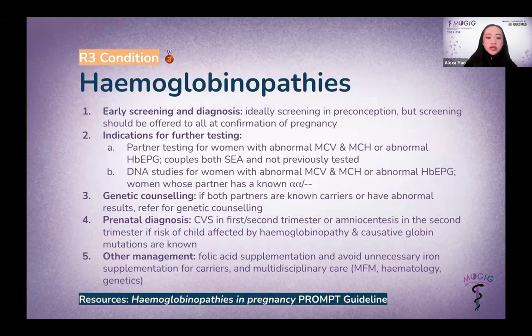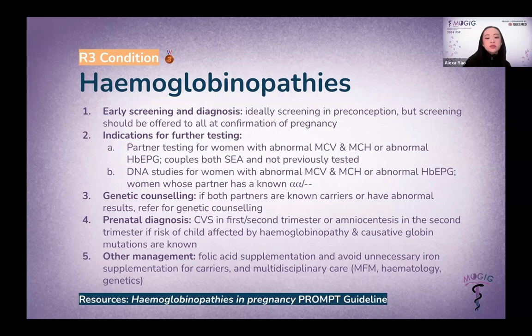So as we touched on earlier, a key part of haemoglobinopathy management in pregnancy is early screening and diagnosis. The best time for screening is preconception, so that the most appropriate counselling and prenatal care can be provided. However, screening should be offered to all when pregnancy is confirmed as well.